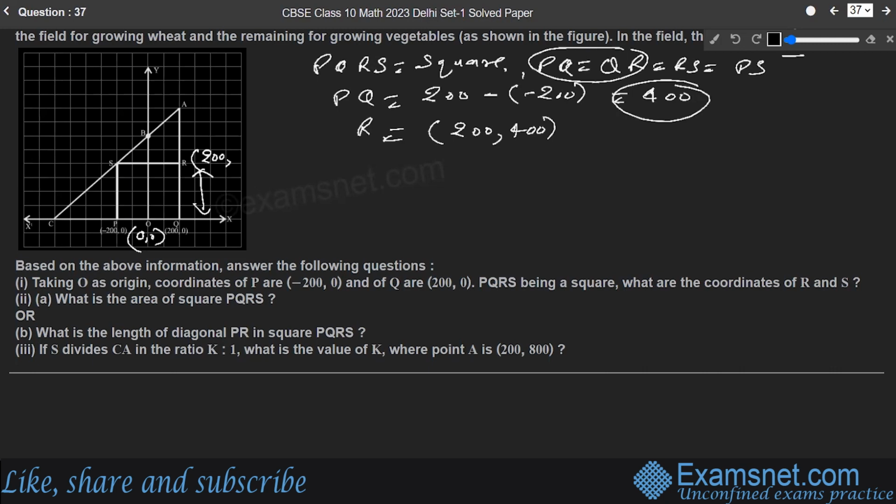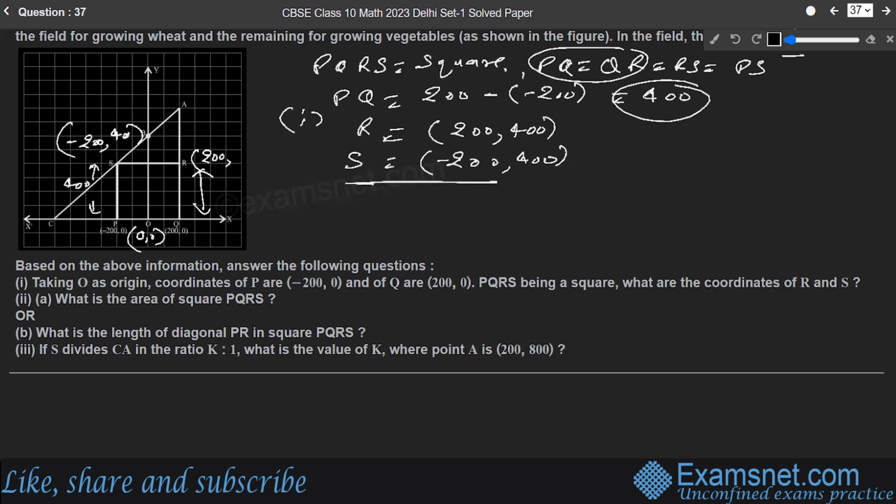Now they are supposed to find out the coordinate of S. Similarly, the coordinate of S will be what? On the negative side, we have come minus 200, and on the y-axis, because it is a square, the height is also the same. So the height is 400. So the coordinate becomes minus 200 and 400. These are the coordinates of S. That is the answer of the first part.